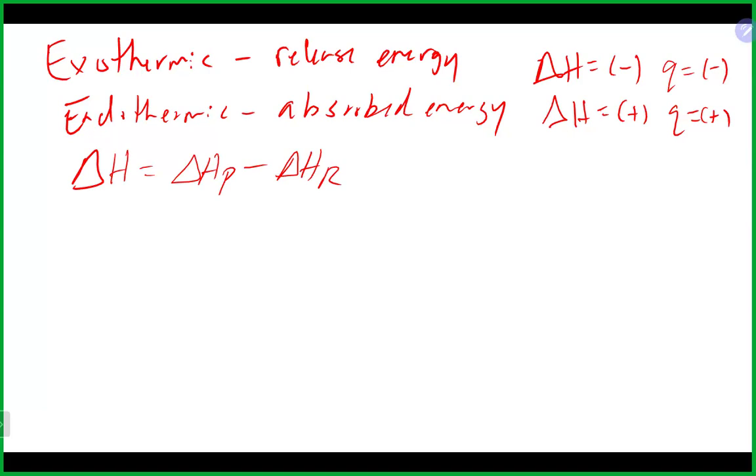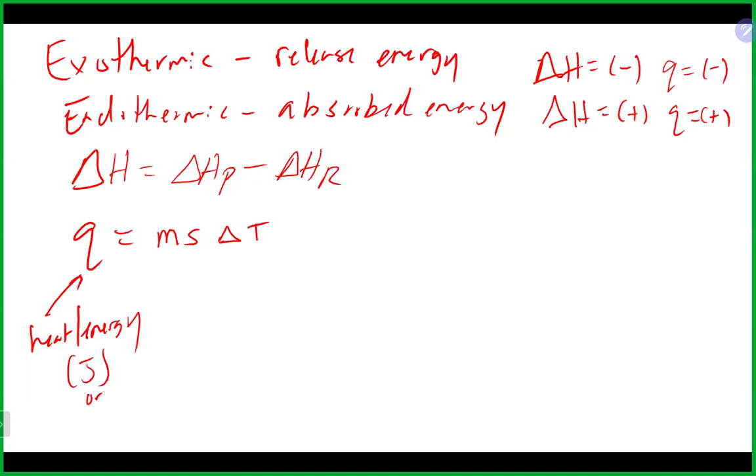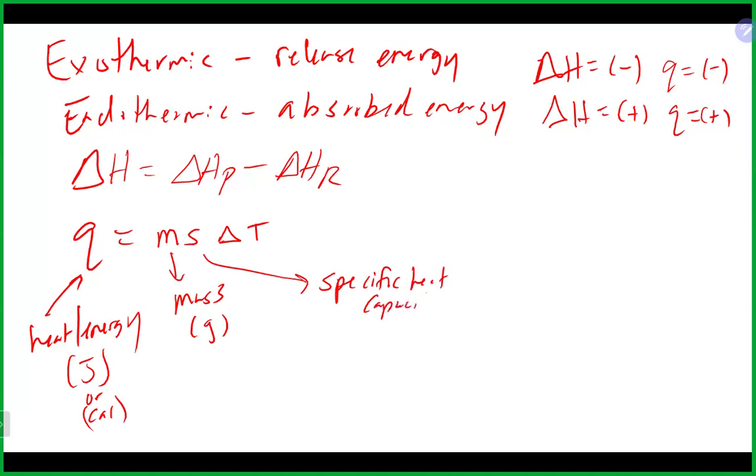We also talked, towards the very end there, about specific heat in our equation here. Once again, Q is heat or energy, and that is usually in values of joules or calories. M is mass, which is usually in units of grams. S is specific heat capacity, which has the units of joules per gram per degree Celsius or calories per gram degree Celsius.